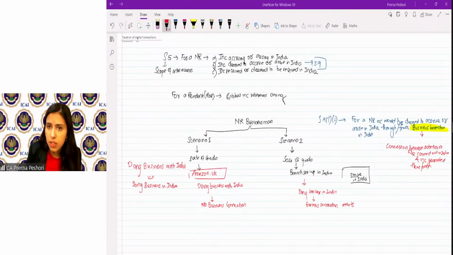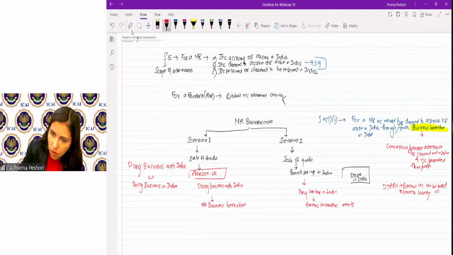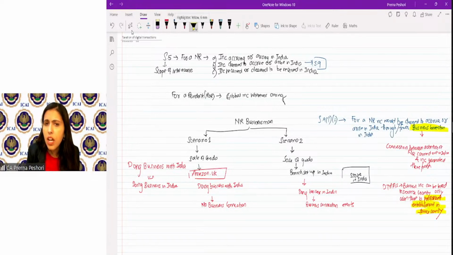For the business income, the tax treaties say that the business income can only be taxed in a particular jurisdiction where the income is arising. Business income can be taxed in the source country only when there is a permanent establishment in the source country. Unless there is a permanent establishment in the source country, the business income cannot be taxed by the source country.